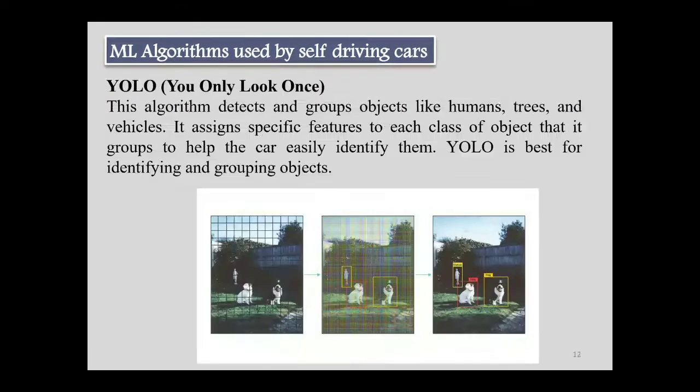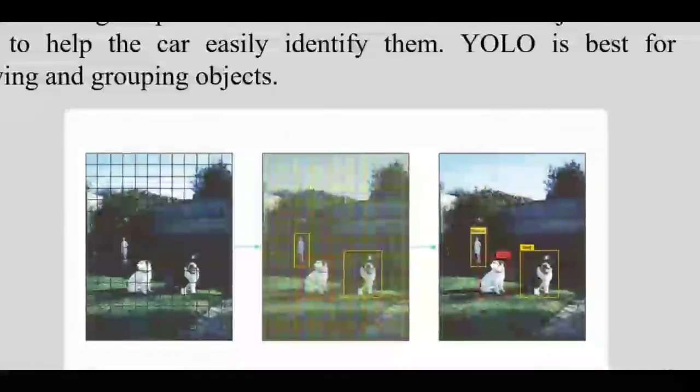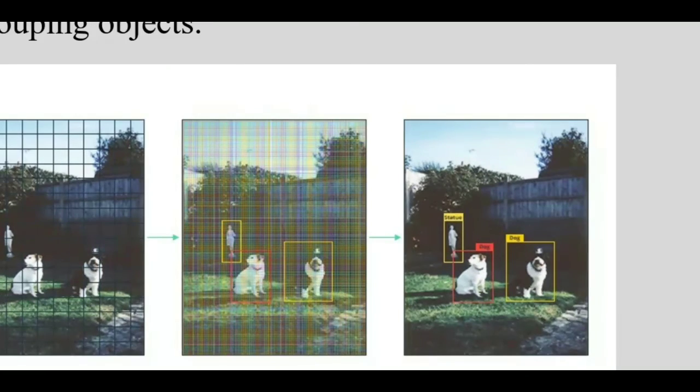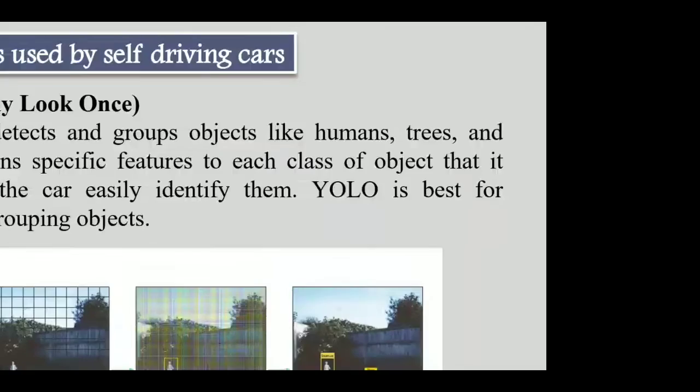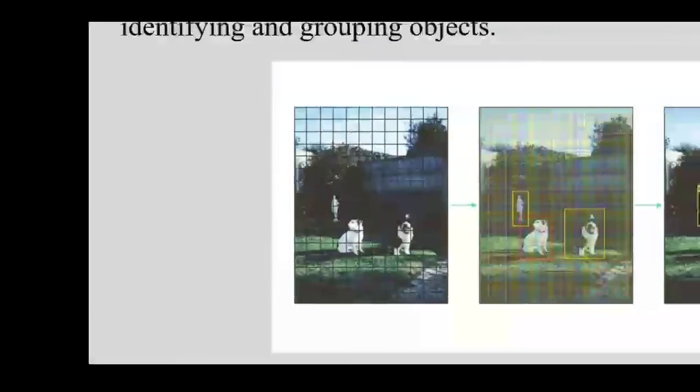The next one is YOLO. YOLO's full form is You Only Look Once. In this algorithm, you can see there are three images. Next you can see that rectangles are drawn around the objects, and the third one shows what each object actually is. It is the most interesting algorithm.